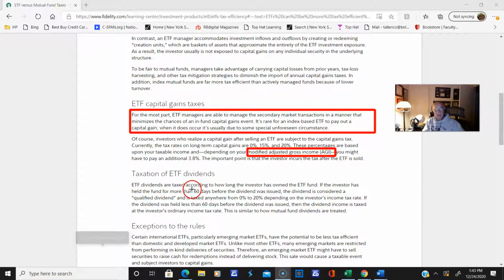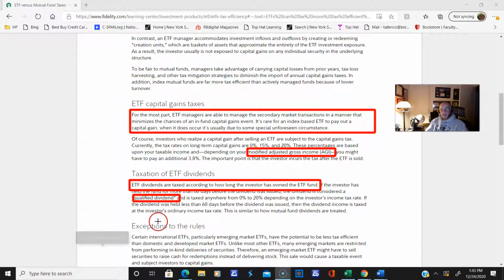All right, so ETF dividends are taxed according to how long the investor has owned the ETF fund. So let's highlight that because that's an important consideration, right? If the investor has held the fund for more than, I believe, 60 days before the dividend was issued, the dividend is considered a qualified dividend. Okay? So that's more than 60 days, and it is taxed anywhere from 0 to 20%, depending on the investor's income tax rate. If the fund was held less than 60 days before the dividend was issued, then the dividend income is taxed at the investor's ordinary income tax rate. This is similar to how mutual fund dividends are treated. All right, so there are a lot of similarities with regards to how long you're holding the fund for the dividend you get. Okay, so that's an important point.